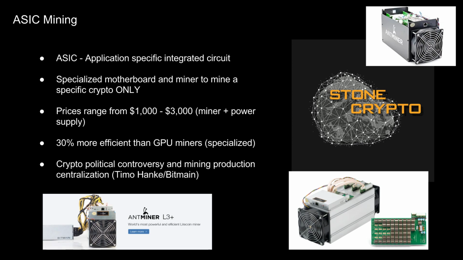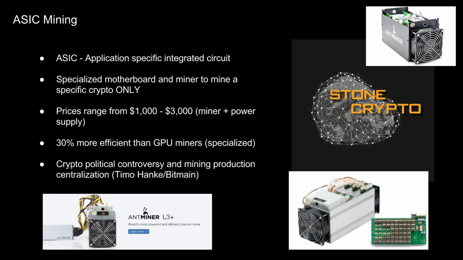Bitmain, the main ASIC miner production company that makes ASIC miners, makes them for Bitcoin, Litecoin, and Dash. Prices can range from $1,500 to close to $3,000 for a pre-built miner and a power supply unit. They're a bit pricier than normal GPU miners or other miners out there, but they are more cost efficient.